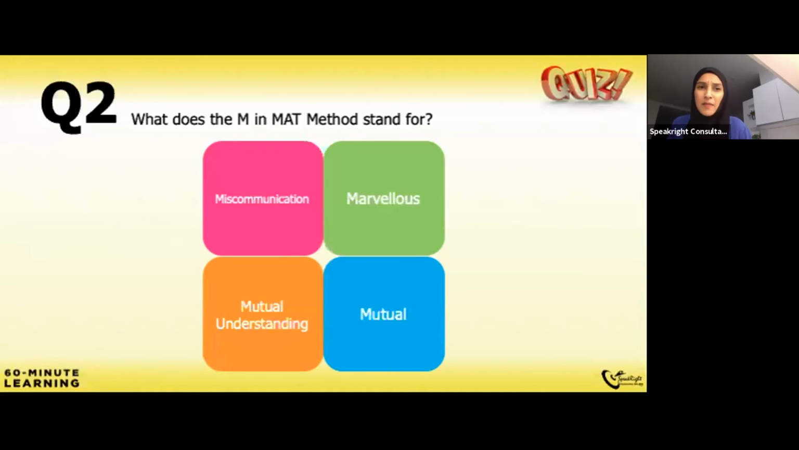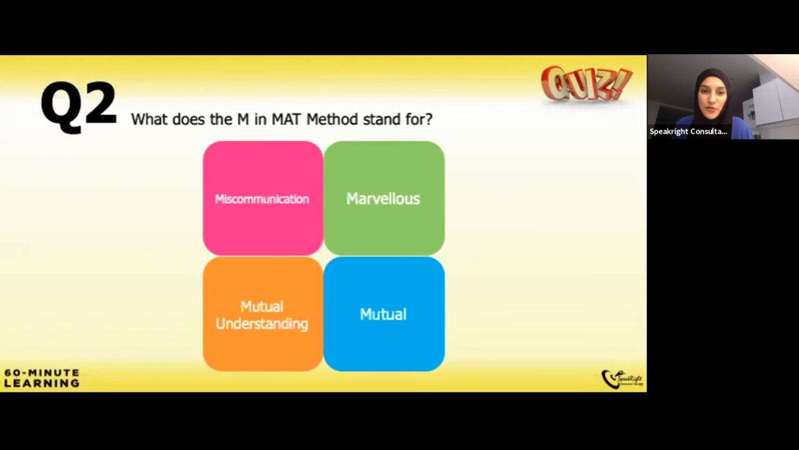Now, question number 2, it is going to be an objective question. What does M in the MET method stand for? Pink is miscommunication, green marvelous, orange is mutual understanding, blue is mutual. You have to spell it correctly. What does M in MET stand for? Yes, Lin, you're right, mutual understanding. PK Chin, not only mutual, we need to have mutual understanding. You're almost there, but the answer is mutual understanding. Congratulations, Lin.